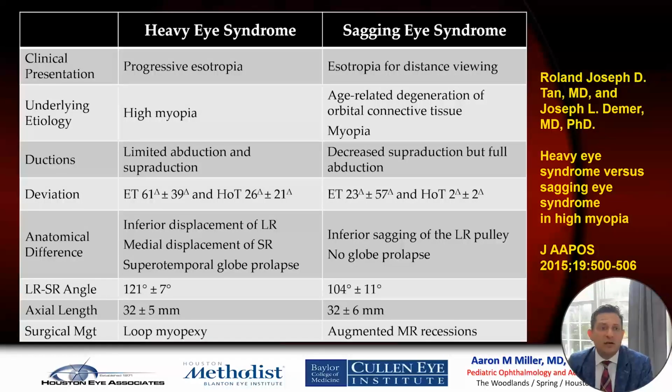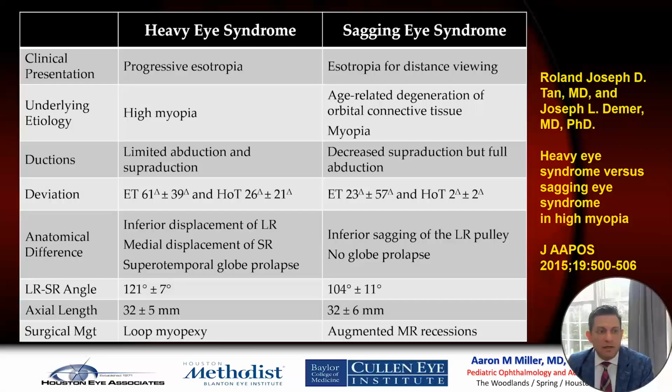My personal experience is that this deviation size is probably not as defined. I think you're seeing more of the extreme cases in this paper. In my experience, heavy eye syndrome should always be considered in any patient with a history of high myopia, regardless of the size of the deviation, because I feel the underlying pathological process of what's occurring is similar.